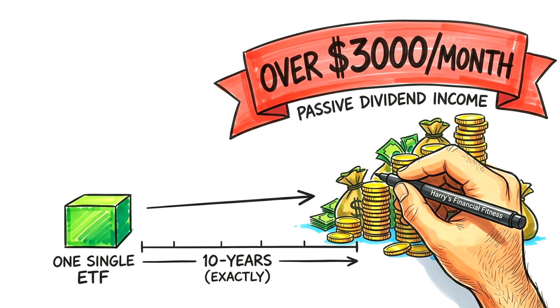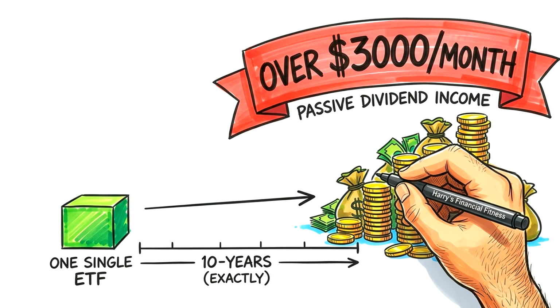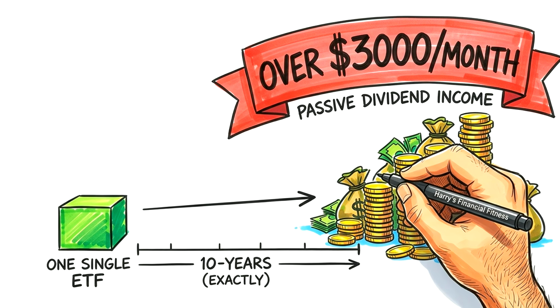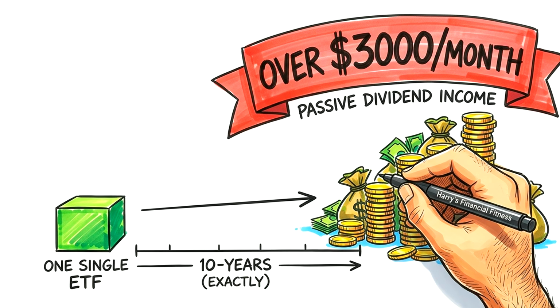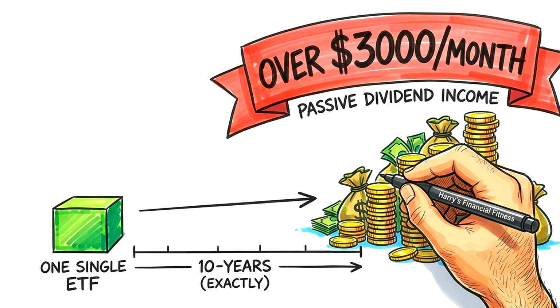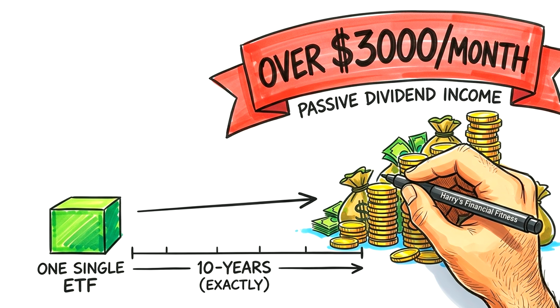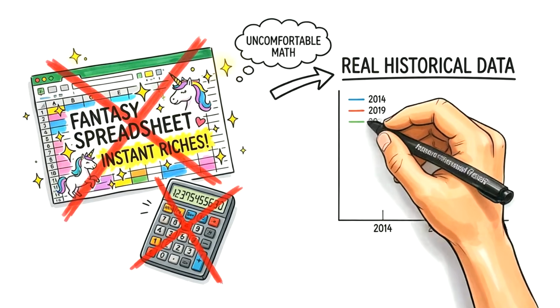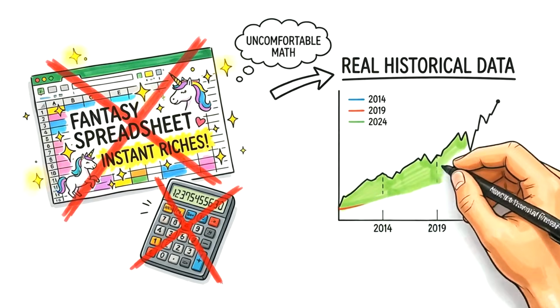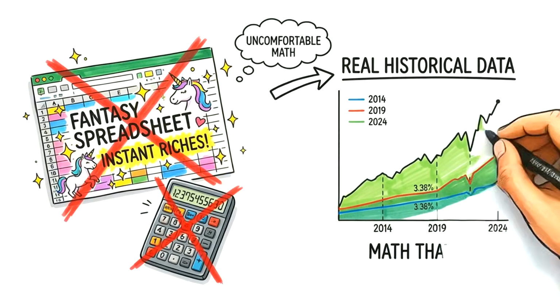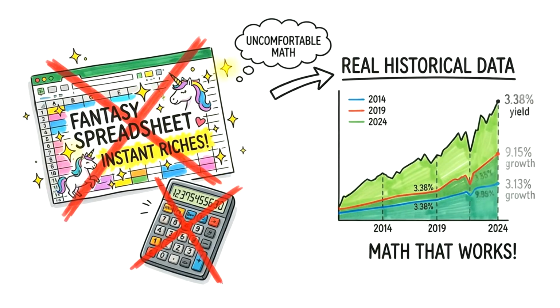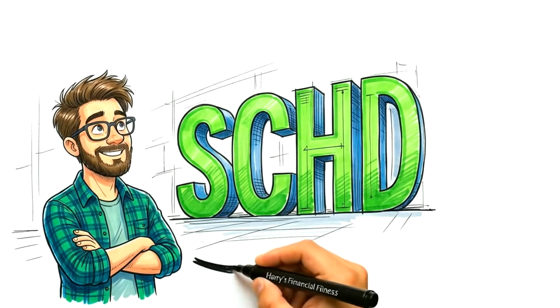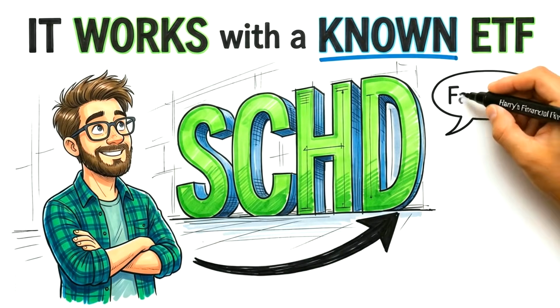If someone told you that with one single ETF and exactly 10 years, you could build a portfolio generating over $3,000 a month in passive dividend income, you'd probably think they were exaggerating. But when you sit down and run the actual numbers, using real historical data, not some fantasy spreadsheet, the math is almost uncomfortable because it works. And it works with an ETF you already know.